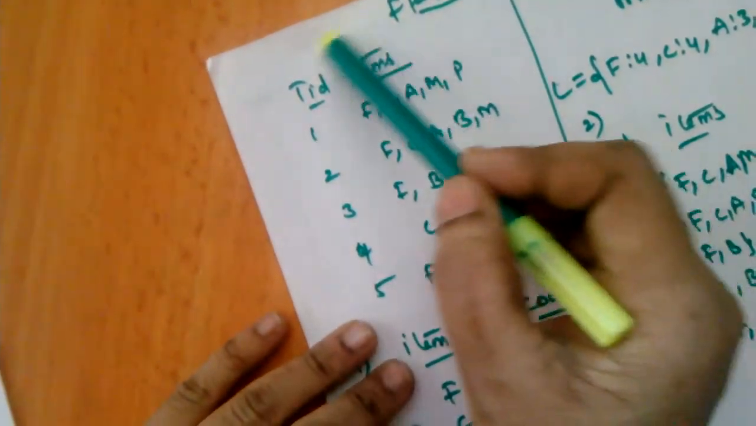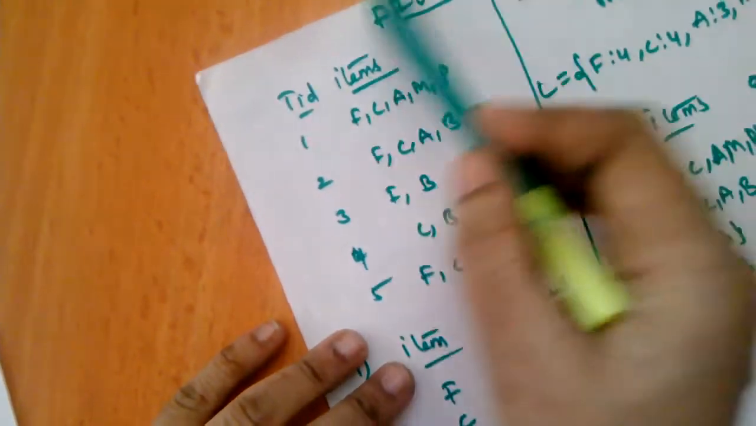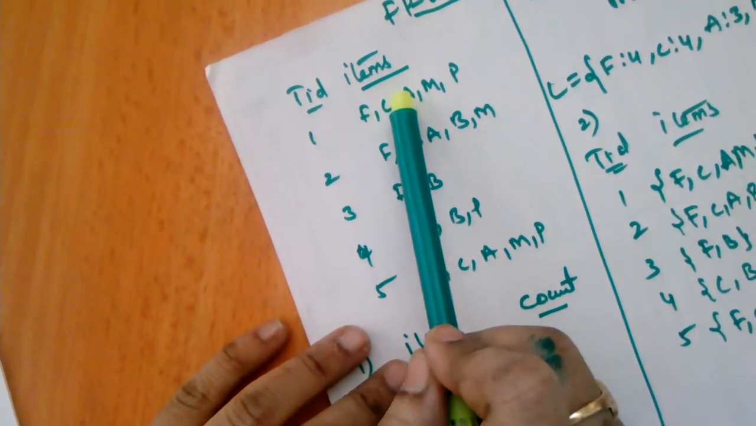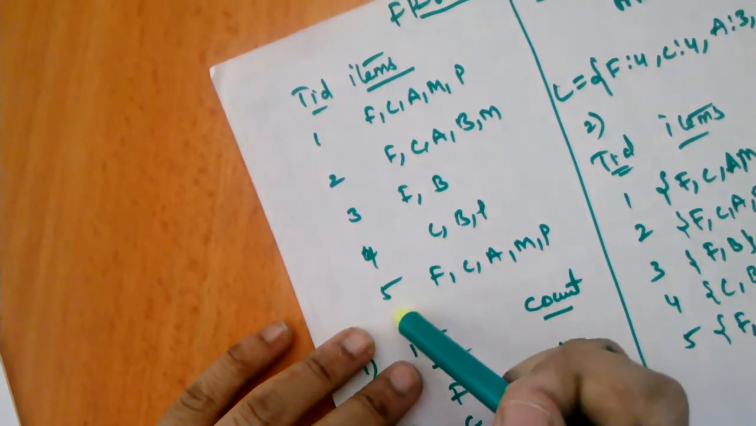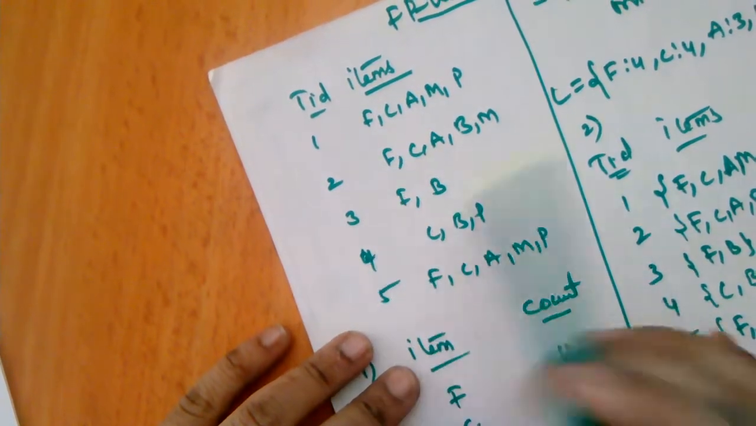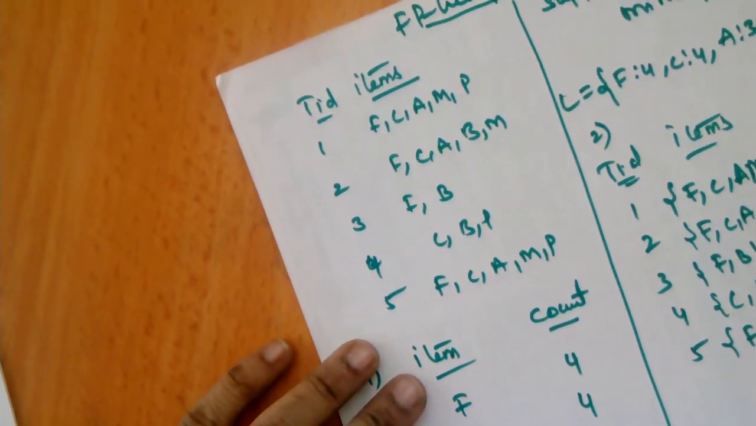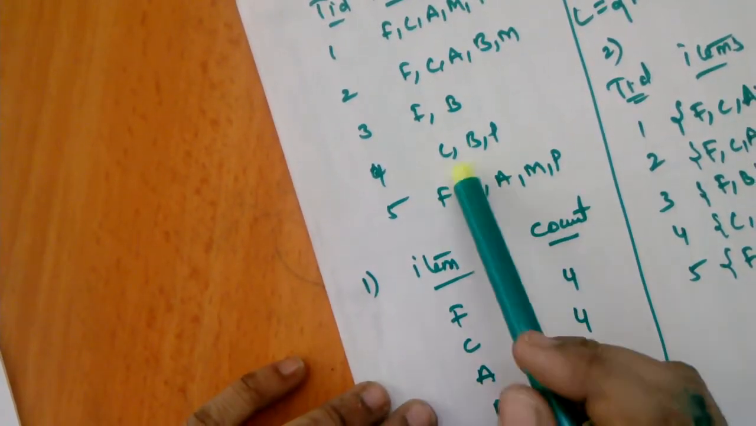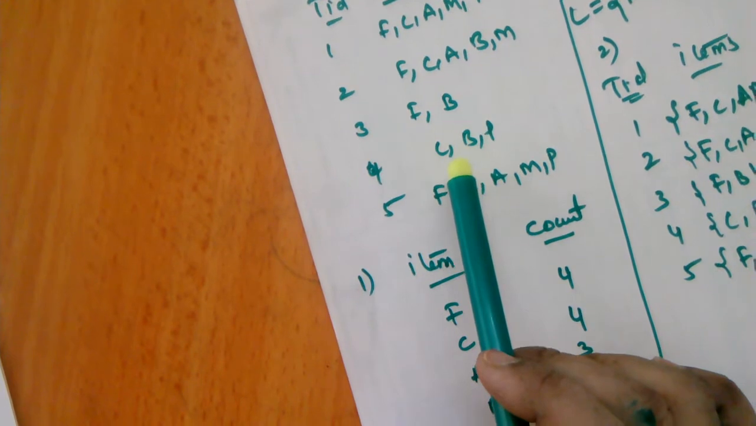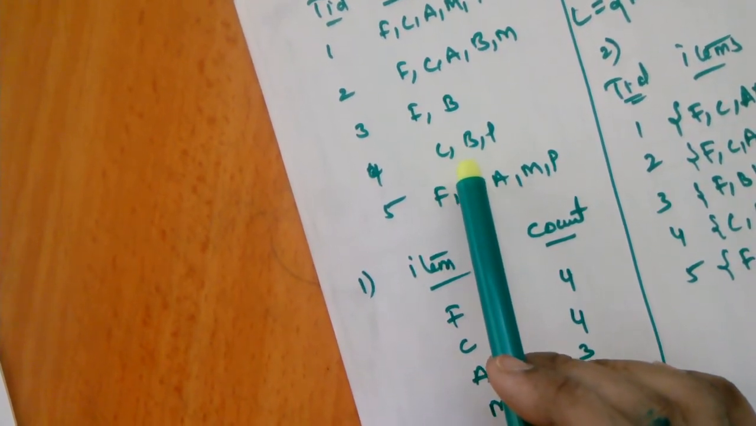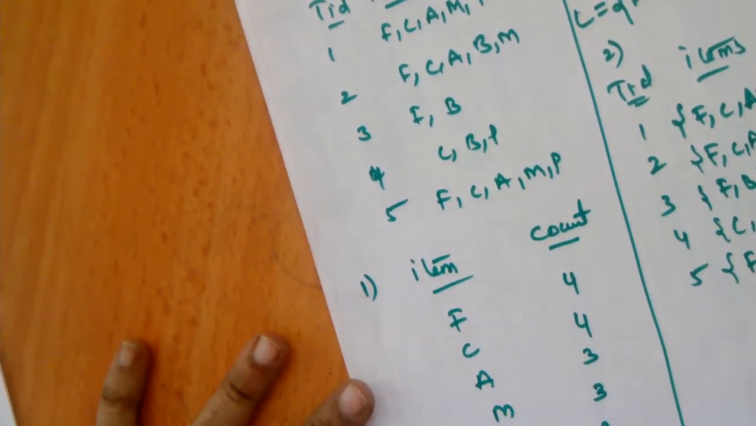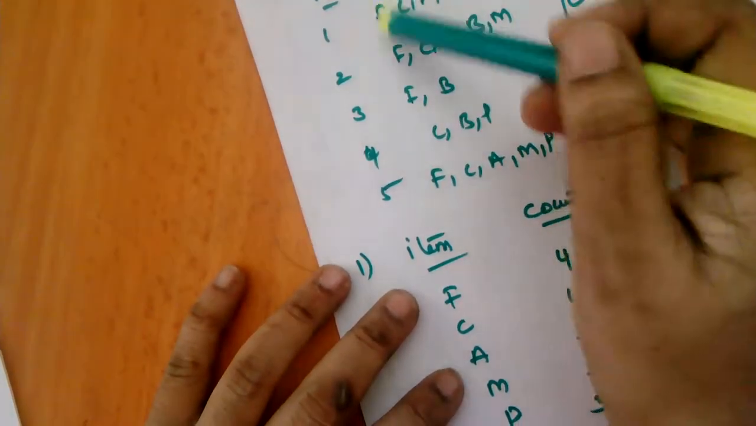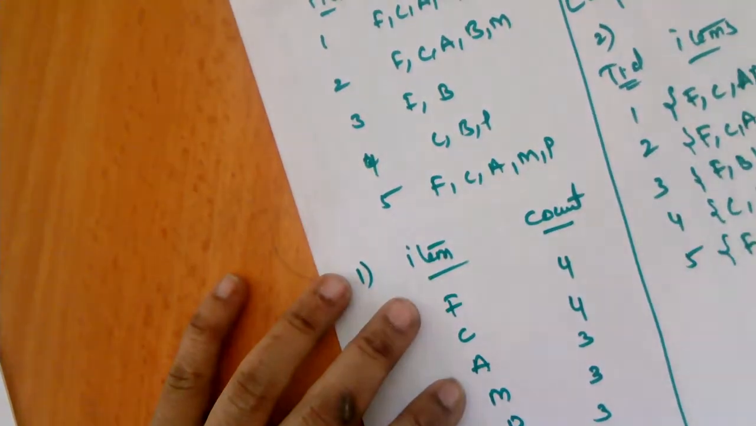Now this is a dataset, or a transactional database, with two attributes, transaction ID and items, where it has 5 transactions. Each transaction has some set of items. Now the first step is we have to find the count of each individual item in the database. How will we find the count of each item based on this transaction database?